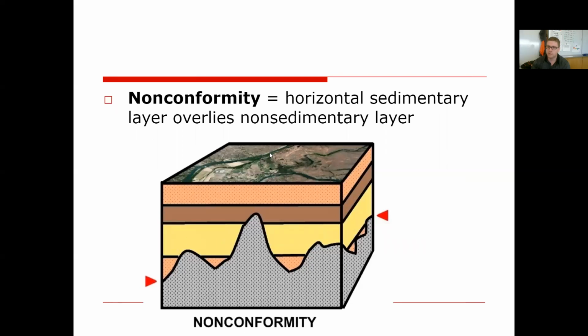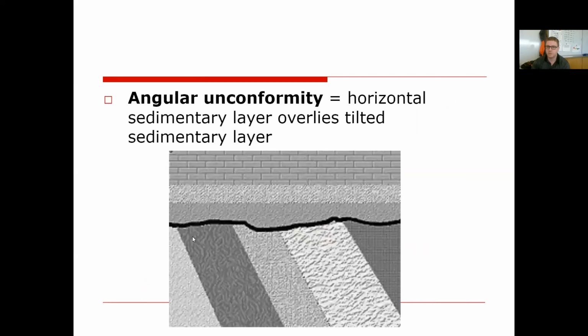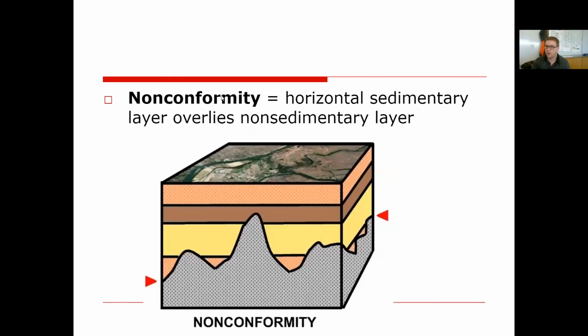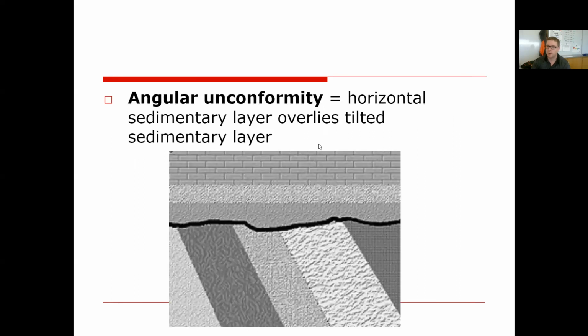We have a nonconformity. And then the last one is an angular unconformity, where we have horizontal layers that are deposited over tilted sedimentary layers here. So what are easy ways to remember all of this? Well, a disconformity is sedimentary on sedimentary. Nonconformity is sedimentary on top of some rock that's not sedimentary. An angular unconformity is when you have a horizontal layer on top of one of our tilted sections.